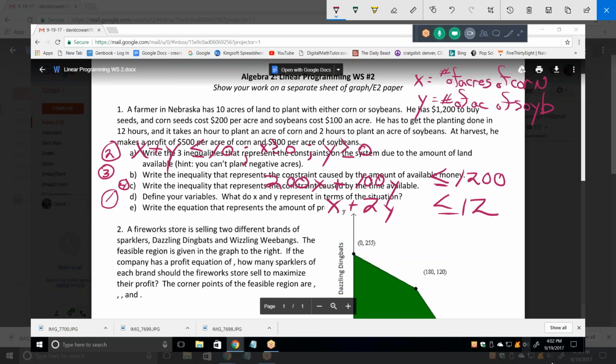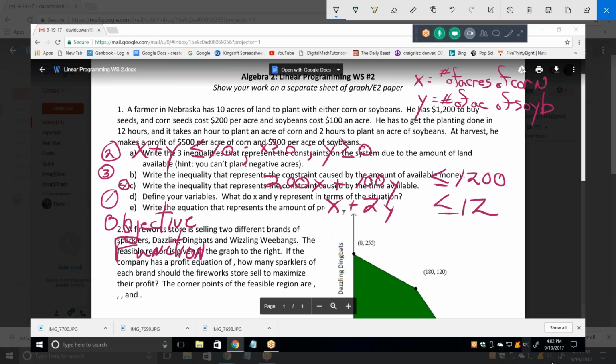Okay? Now, the function that we're trying to maximize is his profit function, right? That's the only thing he cares about. He doesn't care about whether he has all corn, all soybeans, or part corn and part soybeans. The only thing he wants to do is make the most amount of money. So that's called the objective function. What is that based on these variables?